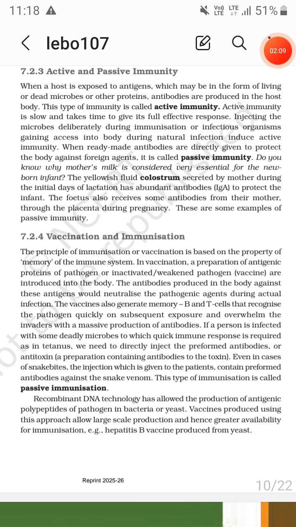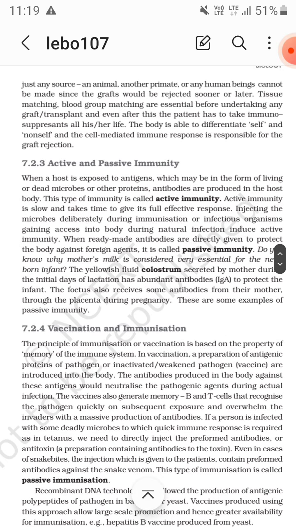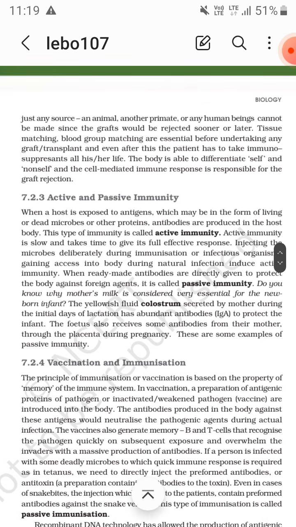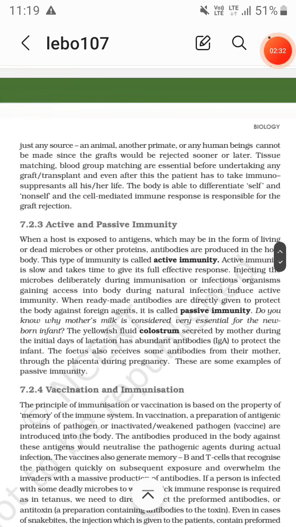Example of passive immunization: snake bite. Remember, snake bite is an example of passive immunization. And then colostrum, it's a passive immunity. Colostrum is a yellowish fluid that contains abundant antibodies, that is IgA. Passive immunity is when ready-made antibodies are directly given to protect the body against foreign agents.